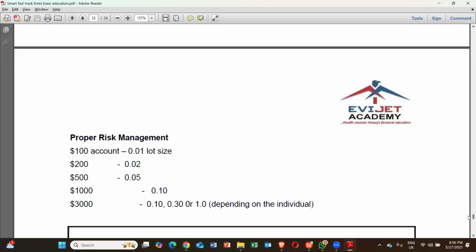That I should trade the account for her. I just laughed. I said, I don't trade for people. I wish I could, but I don't do that. I don't manage people's accounts.